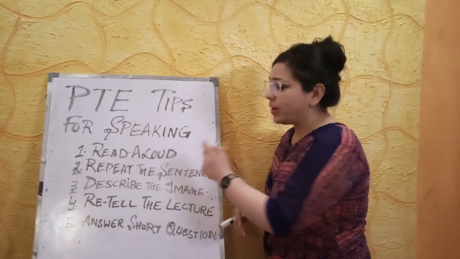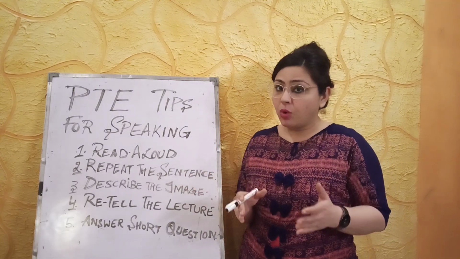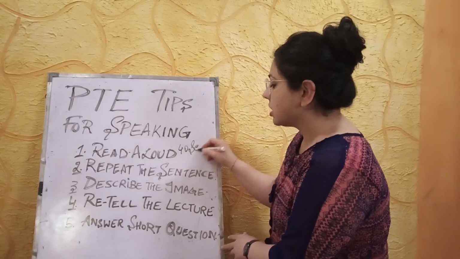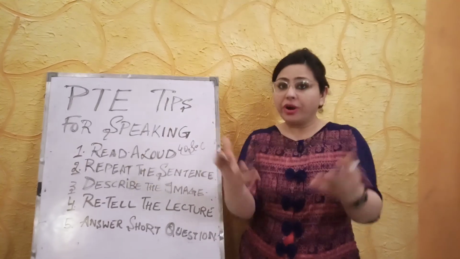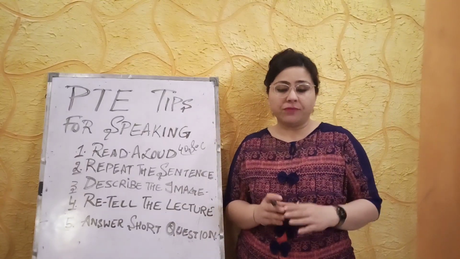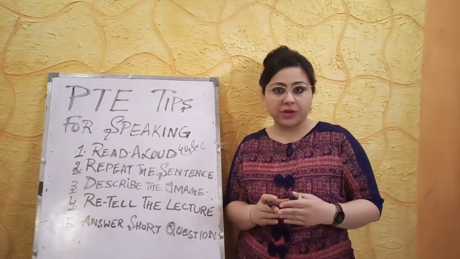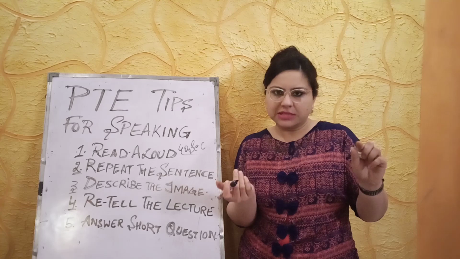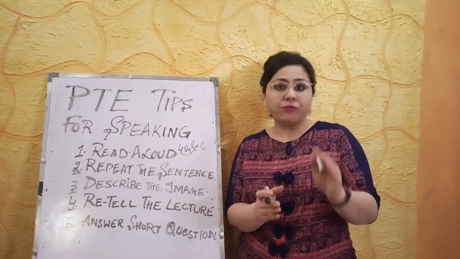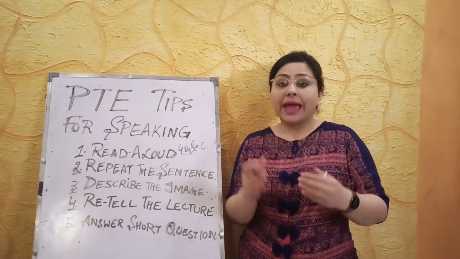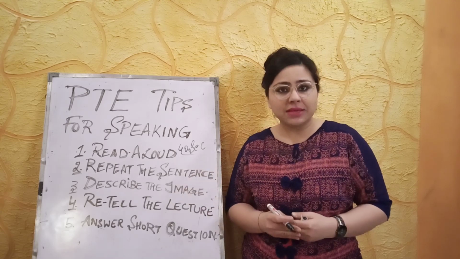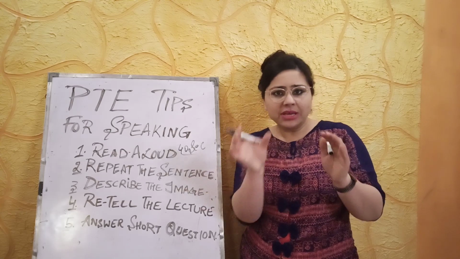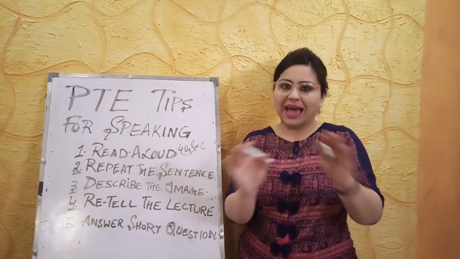The first question you have is read aloud. For this read aloud, they will provide you 40 seconds to read and analyze what exactly is in front of you, in the form of a paragraph. In the examination, you'll get one paragraph, 2 to 3 sentences long. They provide you 40 seconds to analyze it, and after that, 40 seconds to speak it. Whatever is written there, you have to speak as it is.